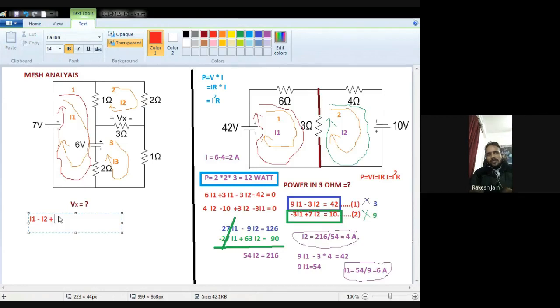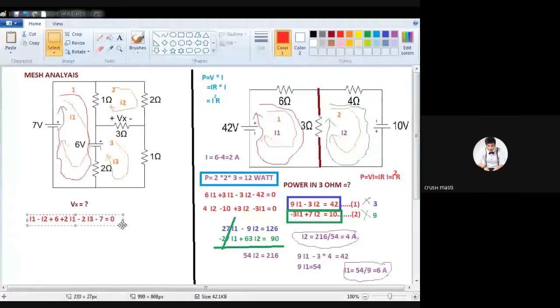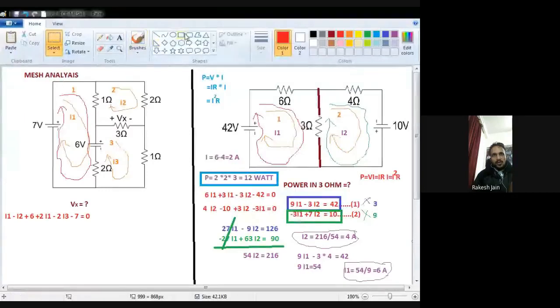Then the battery comes with positive polarity at the upper side, so I write plus 6. Then a 2 ohm resistance is there, and I write it with the positive sign of my voltage, plus 2 I1. But another current, I3, also passes in the opposite direction through the same resistance, so minus 2 I3. Then the battery comes with negative polarity of 7 volt, so minus 7, that is equal to 0. Can you understand this? Yes, sir.